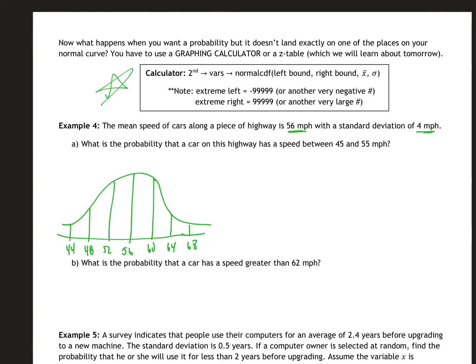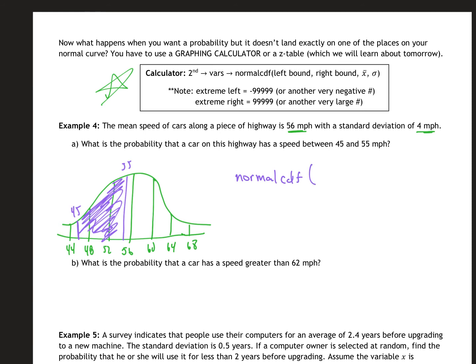Okay, so what is the probability that a car on this highway has a speed between 45 and 55? So you see how those are not exact on the calculator or on the curve? So here's what we're gonna do. I wanna know the probability it falls between 45 and 55. That is what the question is asking. On my normal curve, it doesn't fall on an exact spot, so I'm gonna use my calculator. So I'm gonna do my normal CDF.